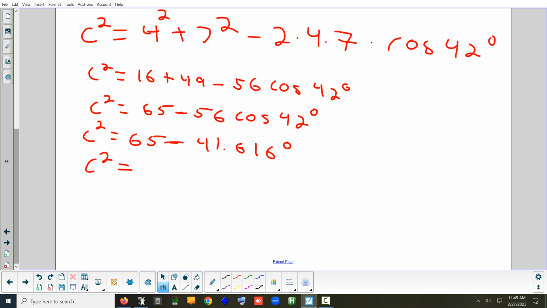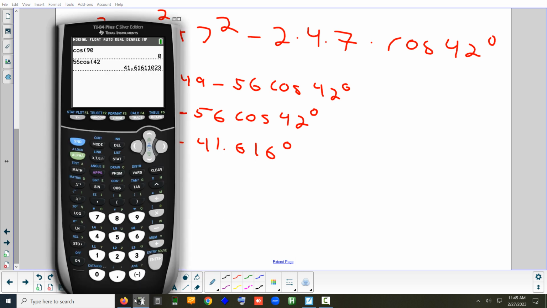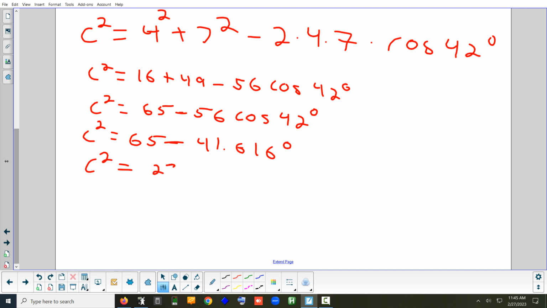Now you can do the subtraction. 65 minus what I had for my last answer is 23.384. Again, a lot of these steps I would probably combine together. I'm just trying to show every single step out for the first problem.